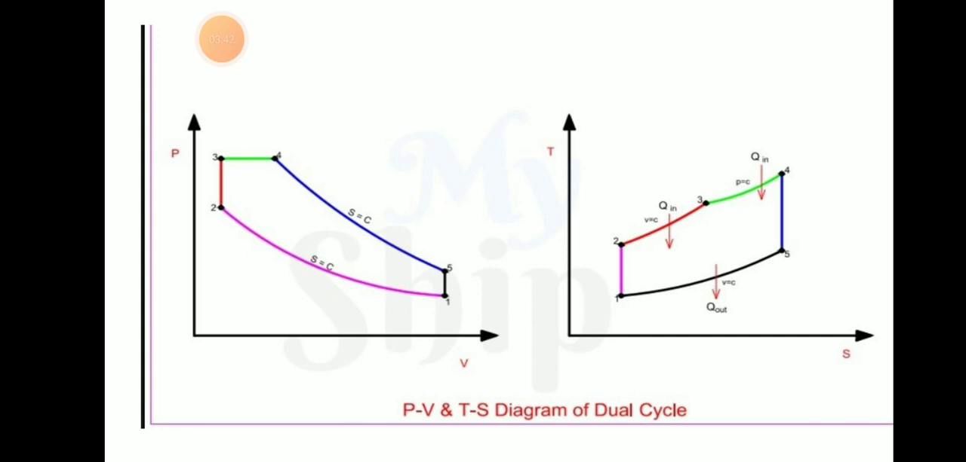From the PV diagram, 1 to 2 is compression, then 2 to 3 is constant volume heat addition, then 3 to 4 is constant pressure heat addition, then there is the expansion stroke 4 to 5, then rejection 5 to 1. Here the TS diagram is also shown.